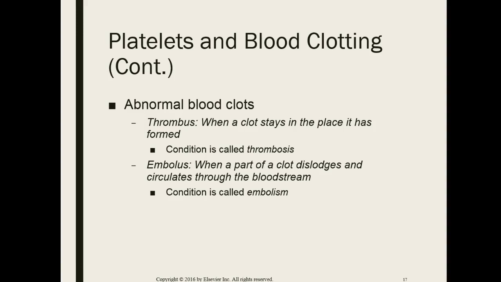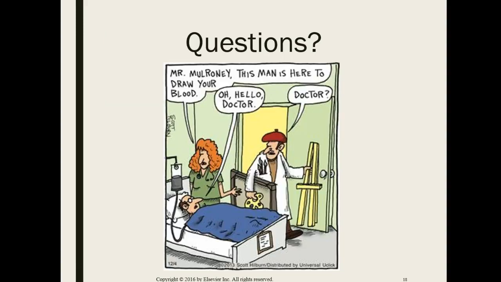An embolus is going to be when a part of a clot dislodges and circulates through the bloodstream. So again, the problem with that is eventually it's going to run the risk of getting to a vessel where it's too large to enter or pass through, and then it's going to block that vessel and no blood flow will pass through the vessel anymore. So that is an embolus. So these are abnormal blood clotting conditions, and there's a number of drugs that are available now to help with these issues.